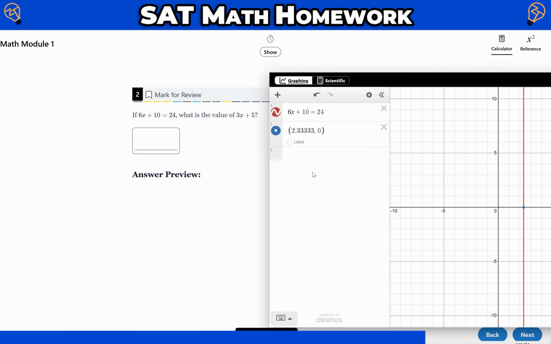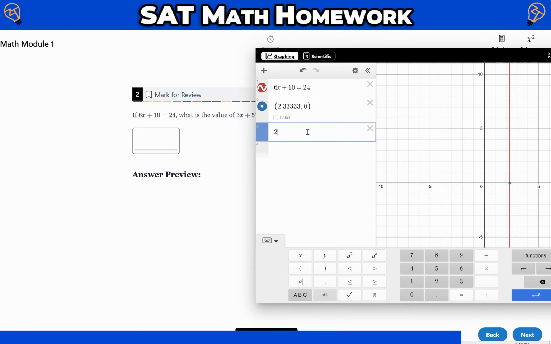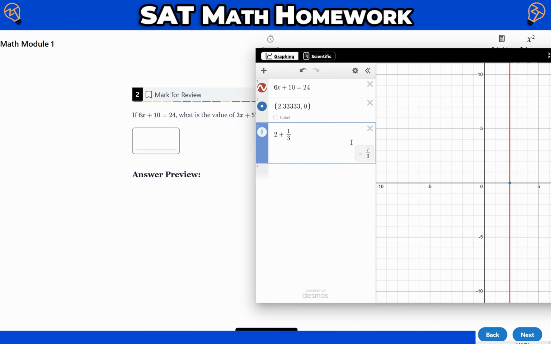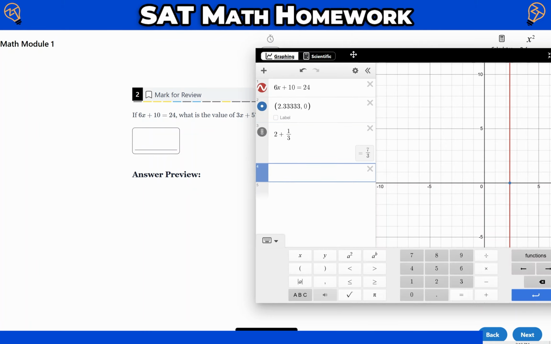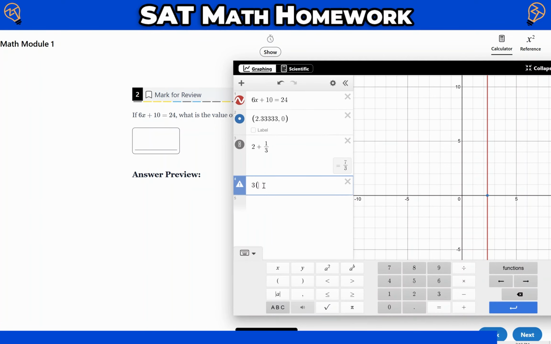Well, if you know mixed numbers, you're probably aware that that's really 2 and 1/3. So let's say I put 2. And even though Desmos doesn't technically type in mixed numbers, you could do 2 and 1/3, and then click here to make it a fraction. And the reason we would want to do that is because when we type in 3x, we're really doing 7/3 plus 5, and we get our answer as 12.